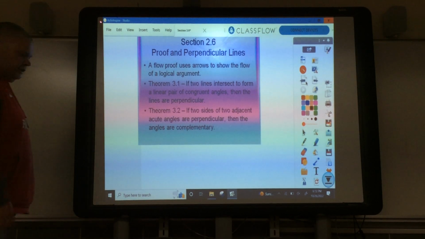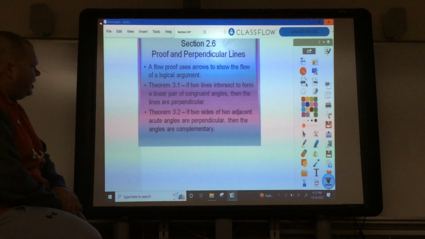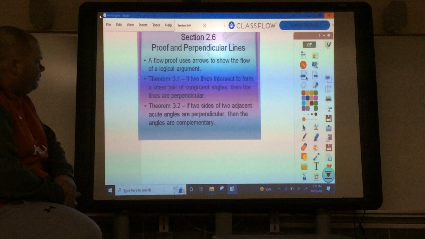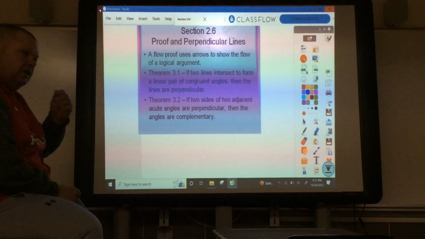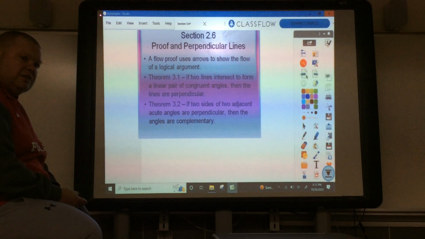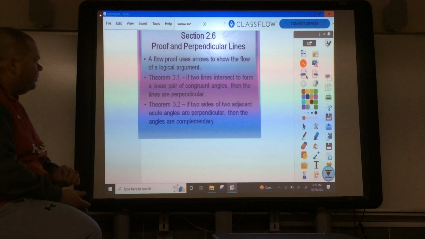Okay, today we're going to take a look at proof and perpendicular lines. The two types of proof that we're going to look at today are a flow proof and a paragraph proof. A flow proof uses arrows to show the flow of a logical argument. Paragraph proofs are exactly as we talk about. Basically, you're writing sentences to fill in and prove how something is true.